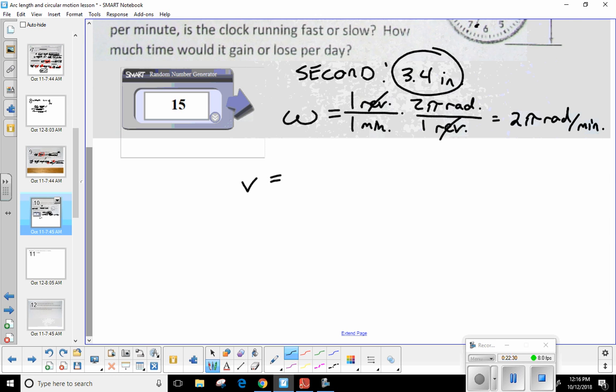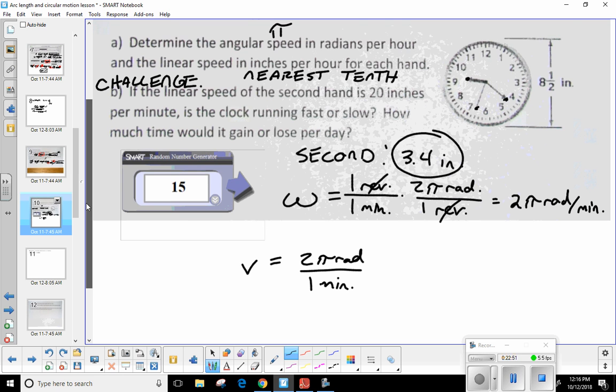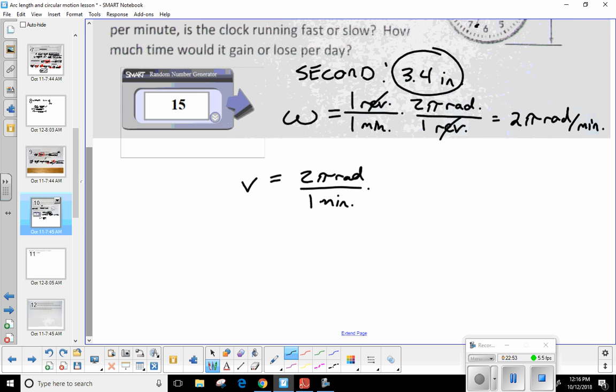Now, we can go ahead and start out the same way if you like, but we already have the angular velocity. So would you like me to go ahead and repeat the previous, or just start with what we have? Okay. So 2 pi radians in 1 minute. Now, it wanted the linear velocity in inches per hour. Well, the inches are going to be taken care of because that's how we're given the length of the second hand. So I'm going to take the angular velocity and multiply by the 3.4 inches over 1. So now it's inches per minute.